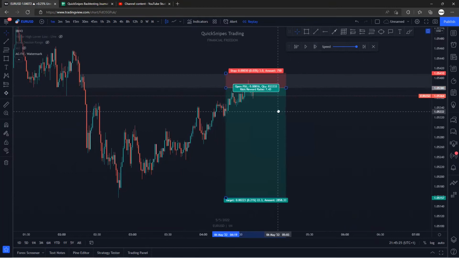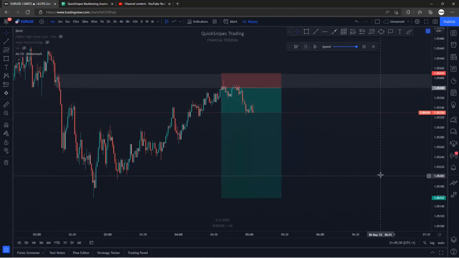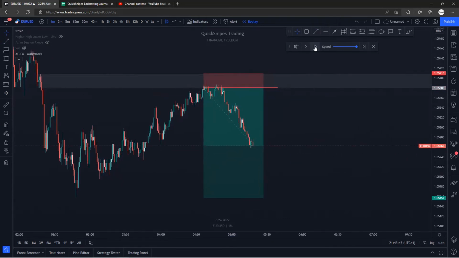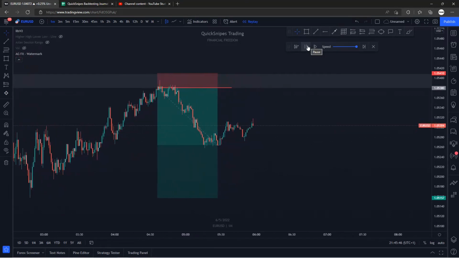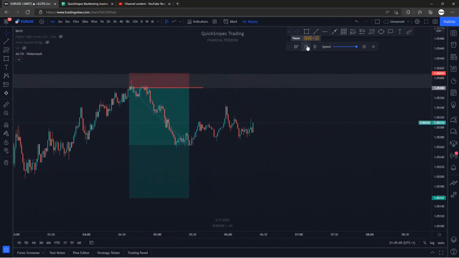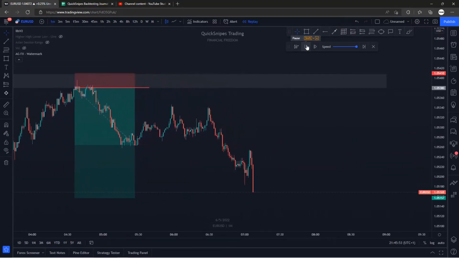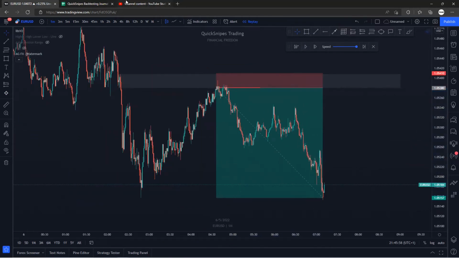Now let's watch it play out. Okay, keep in mind, we've broken a few points of structure now, so our stop would officially be at break even. Just let it play. Hopefully the move down continues. There we go. Take profit hit, 7.43.